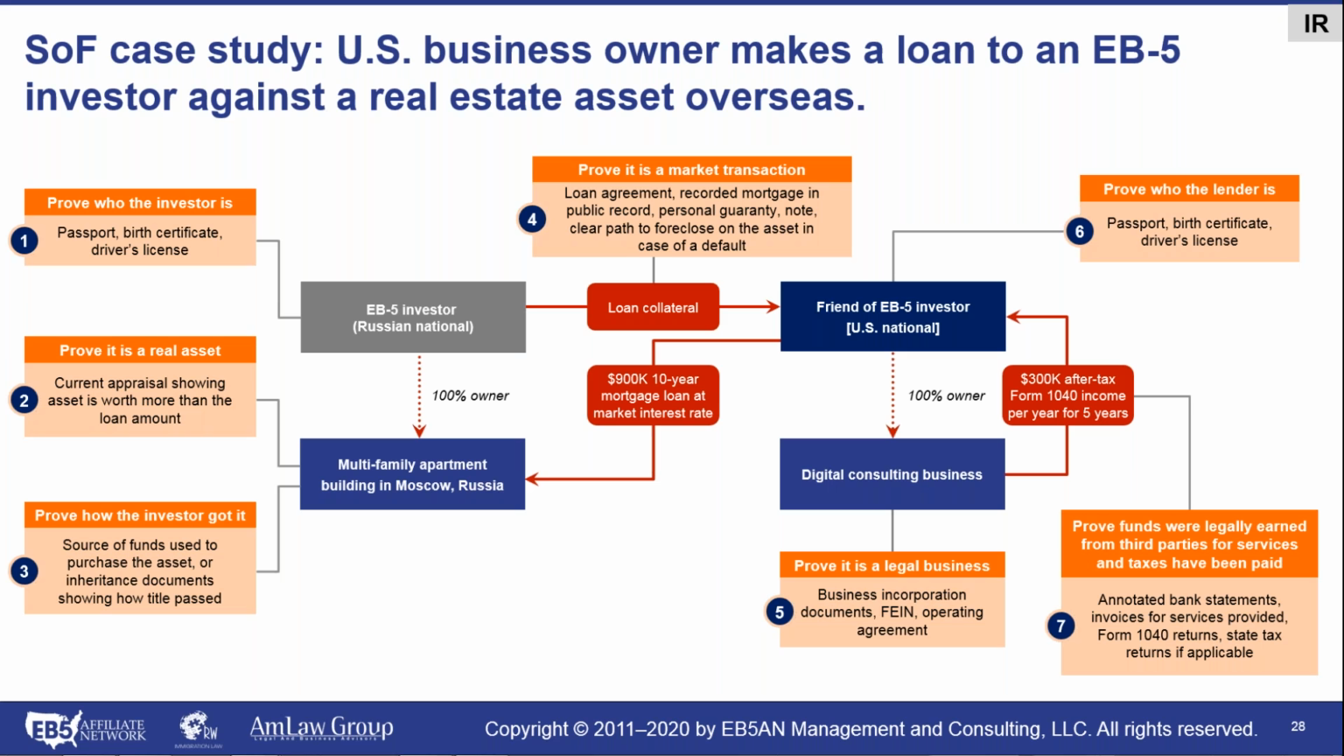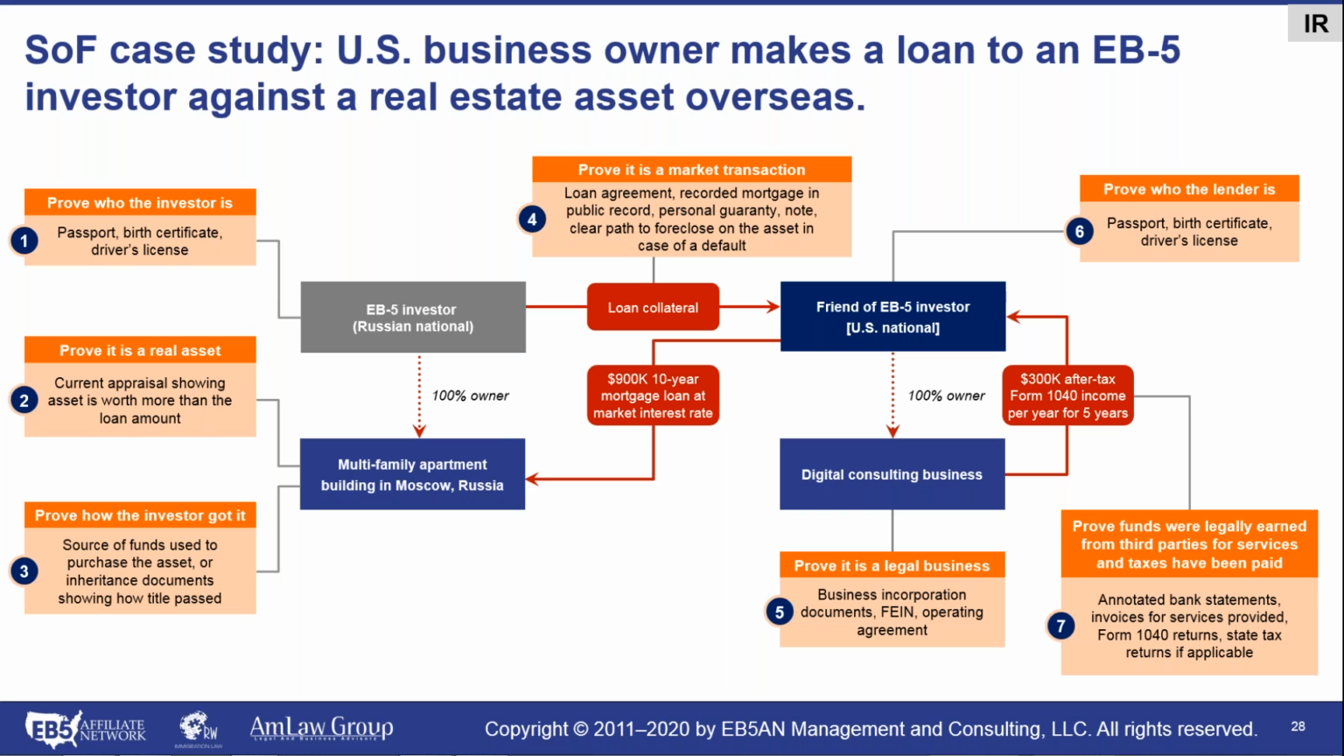And so if they inherited it, then show that they inherited it and who they inherited it from. If they bought it themselves years ago and it's appreciated, then show how and when they purchased it, and ideally the source of funds used at the time of the purchase, right? So there's a number of different pieces that come into play here.